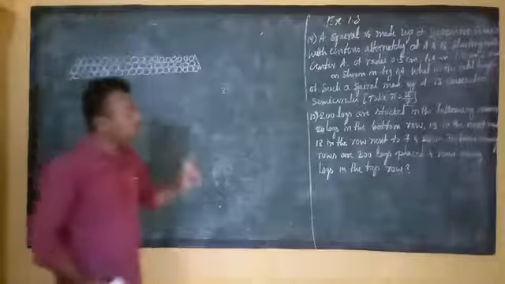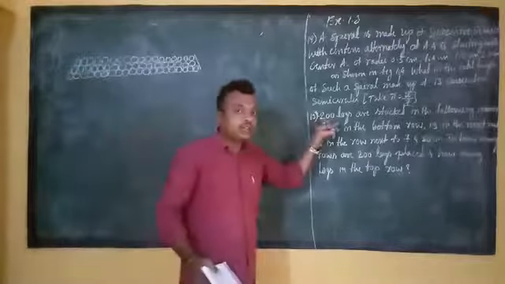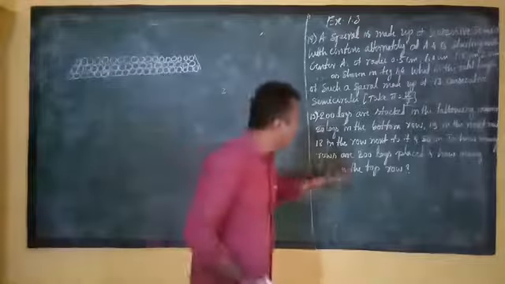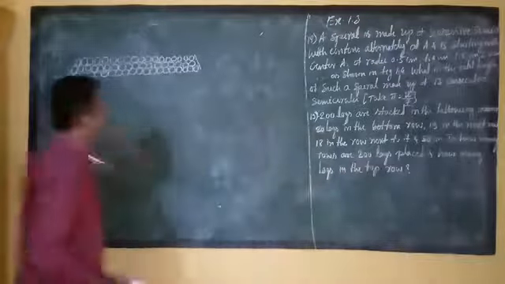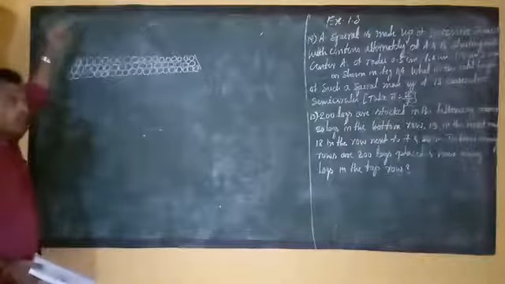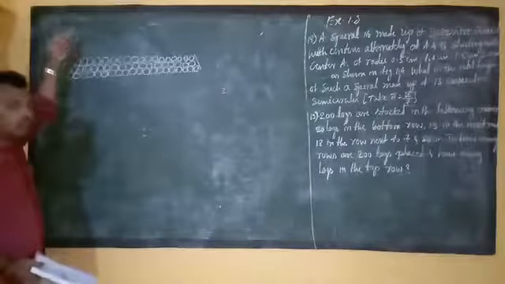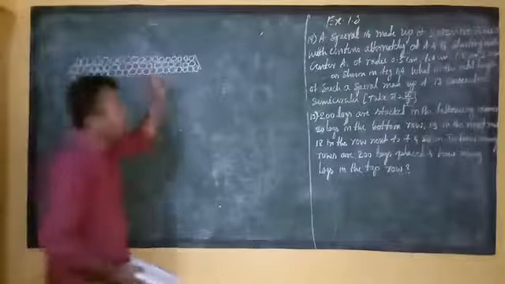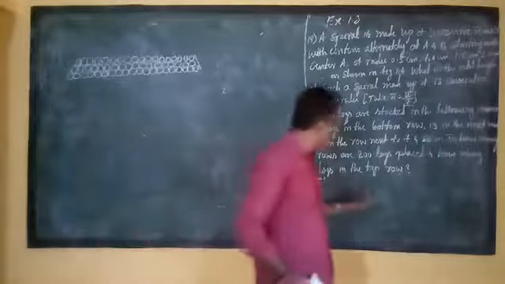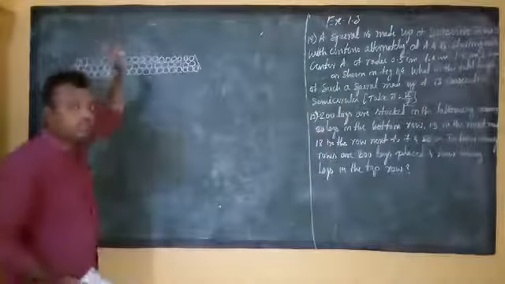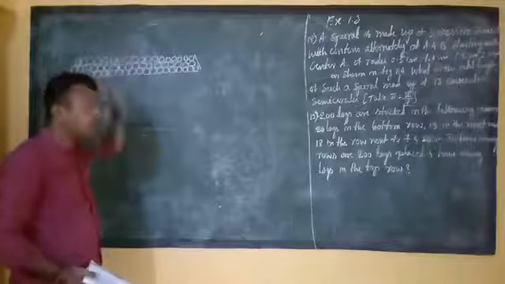Like so, the total number of logs is how much? 200 logs. So in how many rows are the 200 logs placed? First row 20, 19, 18, and so on. So in how many rows are the 200 logs placed? And another one, calculate how many logs are in the top row. So in the top row, how many logs are there? That one you have to calculate.